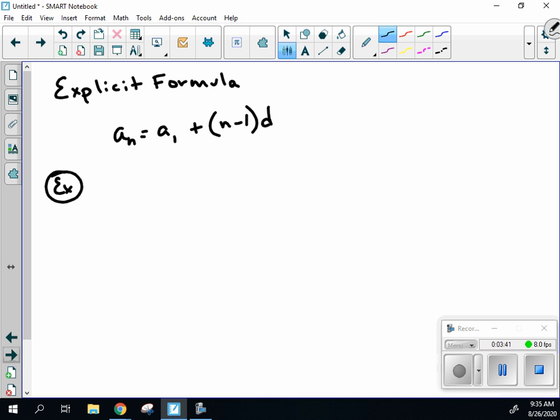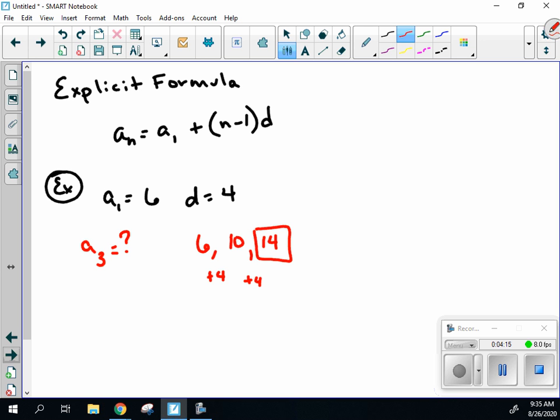So for instance, let's say that my first term, A1, is 6 and D is 4. If I'm going to ask, I would have two separate questions maybe. What is A3? Let's deal with that one. This one's probably going to be easier just to use the recursive formula versus the explicit formula because A1 is 6. I'm adding 4, so that's 10. And the third term is going to be 14. So that one, it might be easier just to use the recursive formula.